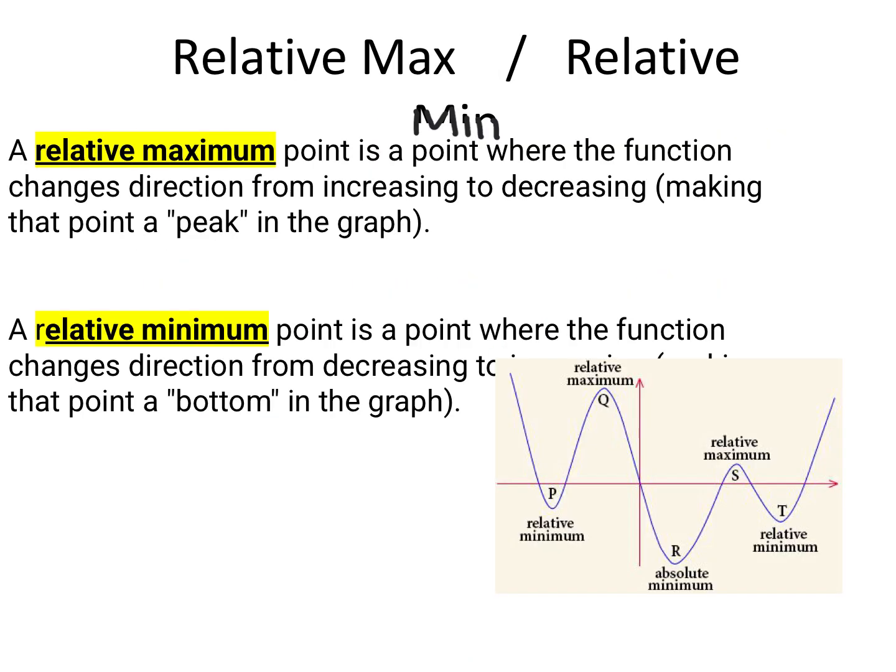Now, two other important vocabulary words to note are relative maximum and relative minimum. The relative maximum is the point where the function changes directions from increasing to decreasing. So it's a highest point. So if I'm thinking of a relative maximum, it would be points like right here at Q and right here at F because it's the highest point.